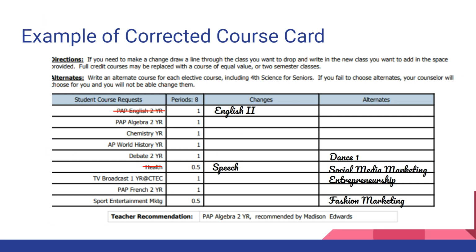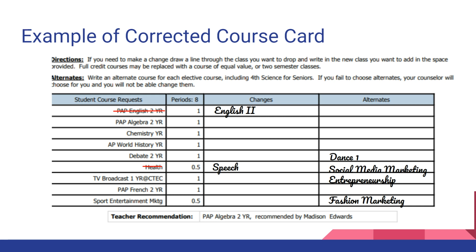Okay, now I want to show you an example of a corrected course card. Let's say that you've decided you don't want to take pre-AP English 2 anymore. You would draw a single line through it, and then in the changes column, you would write in English 2. And let's say you've already had health, but you haven't had speech yet. You would draw a single line through health, and then write speech in the changes column. The last column is for alternates, so anywhere you have an elective, you'll write in an alternate for it. In this case, I've written in Dance 1 as my alternate for Debate 2.